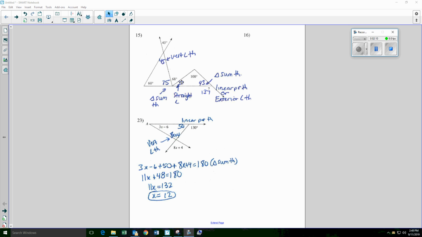So now I have this 37 degrees plus this 100 plus this missing one, and I have the triangle sum theorem again. So 37 plus 100 is 137, from 180 is 43 degrees. So that's how I got this one.